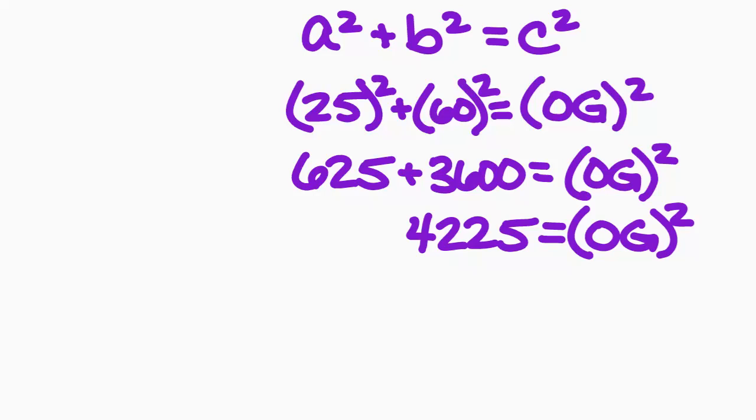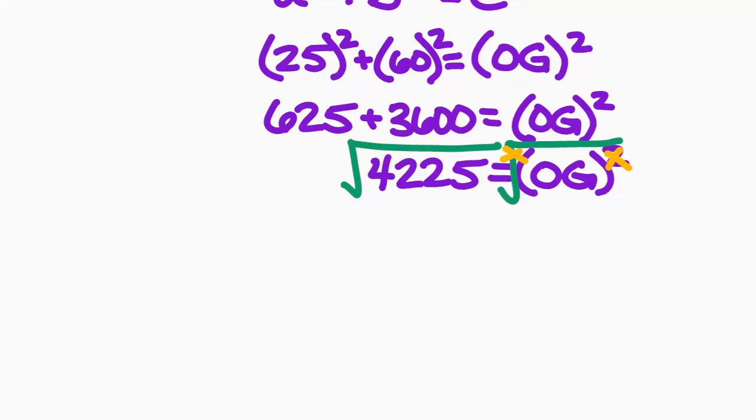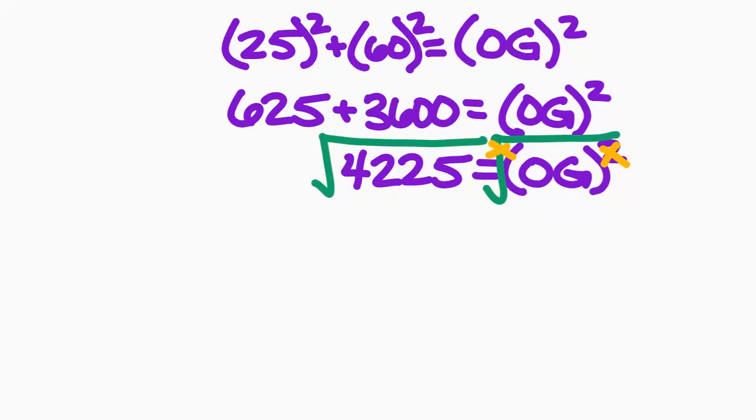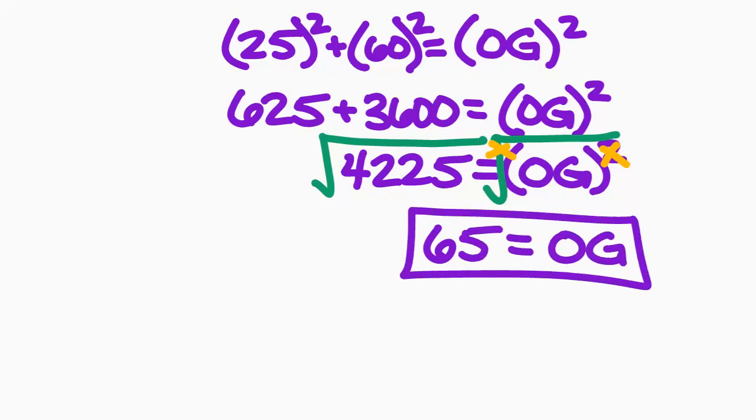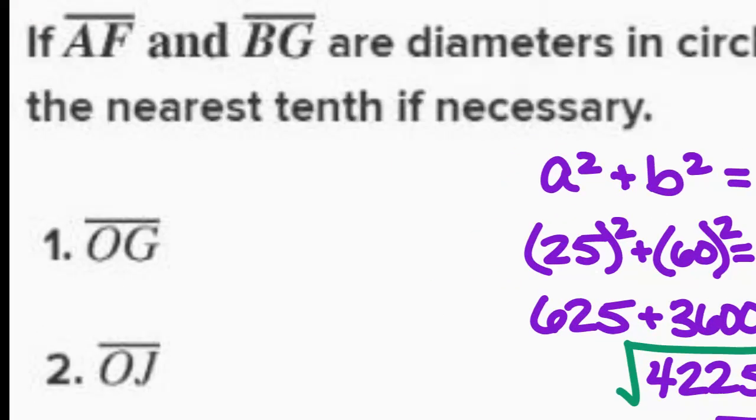And then what do I still need to do to figure out how big OG is? Square root. If you do it to one side, you got to do it to the other side. We're doing this to get rid of the squared on the OG. And what is the square root of 4225? 65. So OG is 65. There's our first piece.